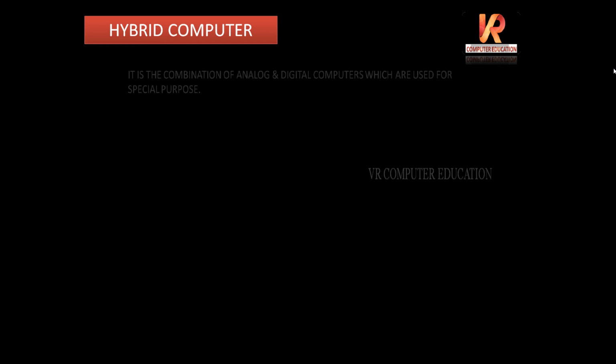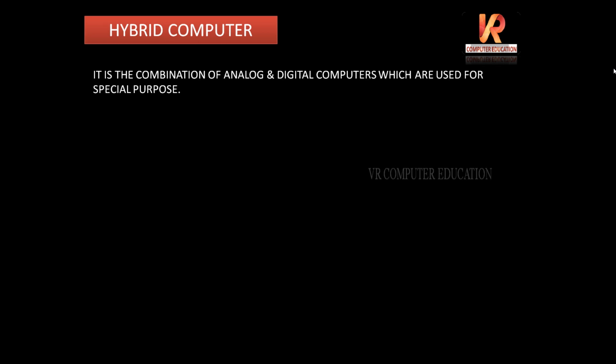And next, hybrid computer. A hybrid computer is a combination of analog and digital computers, which are used for special purposes. These computers have the speed of analog and the accuracy of digital. So they will have analog speed, and they will use the accuracy of digital. They take input as analog signals, and finally they give the result in digital form.